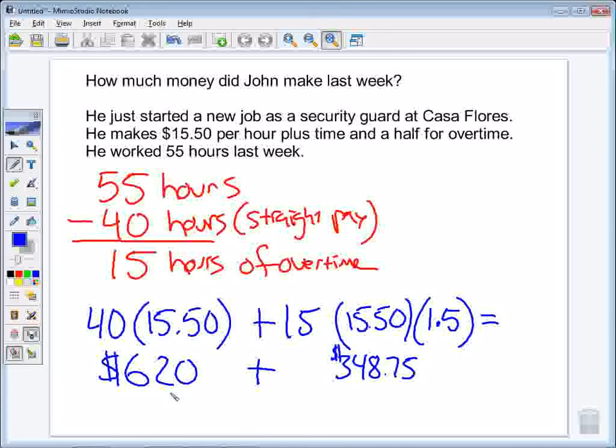I now add these two together, and that's going to give me $968.75. That's how much money John earned last week, including his overtime.